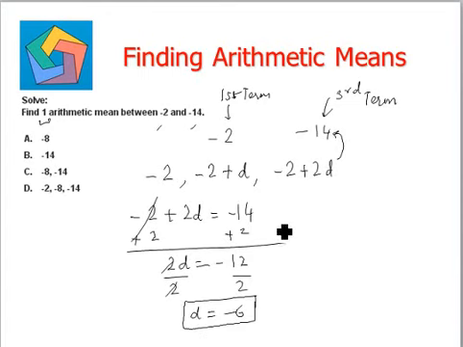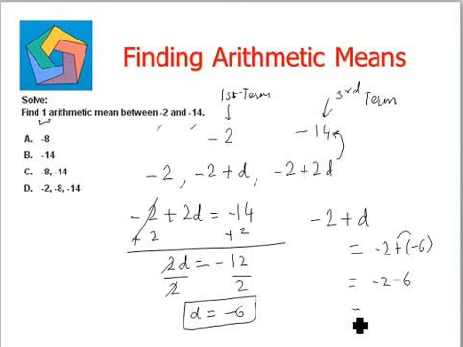To find out the arithmetic mean between negative 2 and negative 14, that is given by negative 2 plus d, which is equal to negative 2 plus negative 6. A positive times a negative is a negative 6. Negative 2 minus 6 equals negative 8. So this is the arithmetic mean between negative 2 and negative 14, which can be seen in option A.